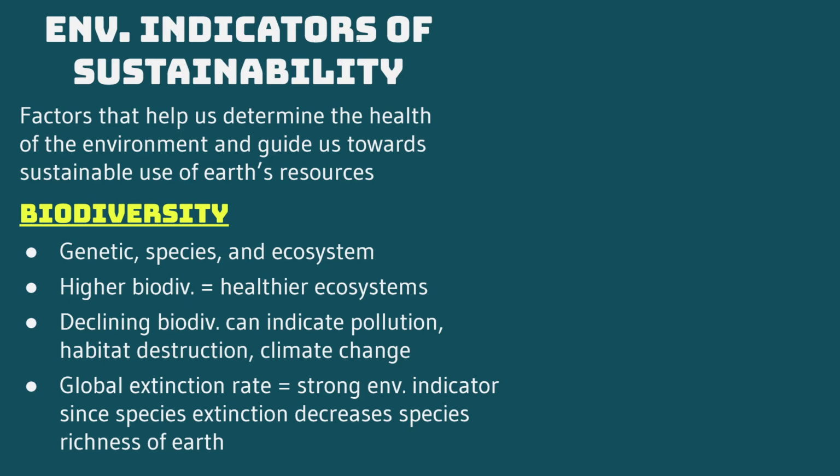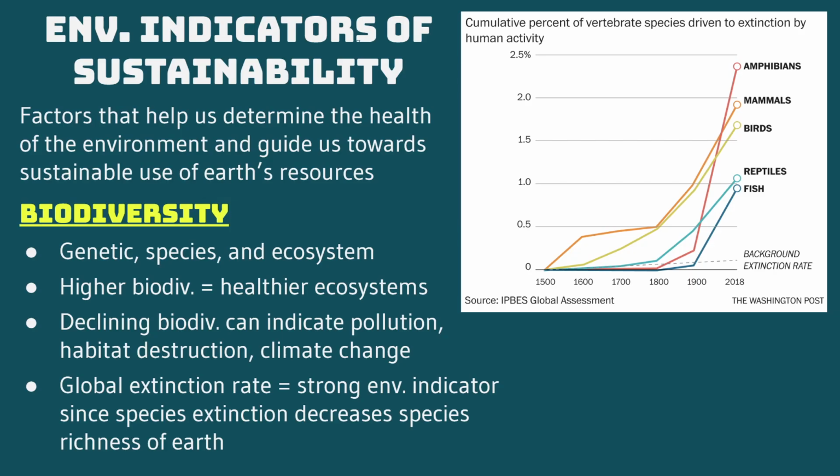Global extinction rate is one of the strongest environmental indicators when it comes to biodiversity. What we can see here if we look at this graph is that compared to the background extinction rate, which is the extinction rate we would expect just normally based on a stable climate and the rate of species going extinct naturally, we are far exceeding those extinction rates right now for pretty much every group of organism that we measure. This is an indicator that human activity on Earth is not sustainable from the standpoint of biodiversity. We are causing the extinction of species far faster than it would be expected to occur naturally.